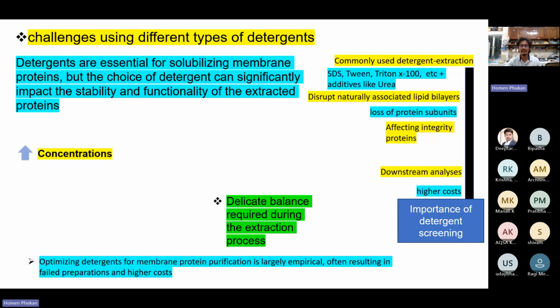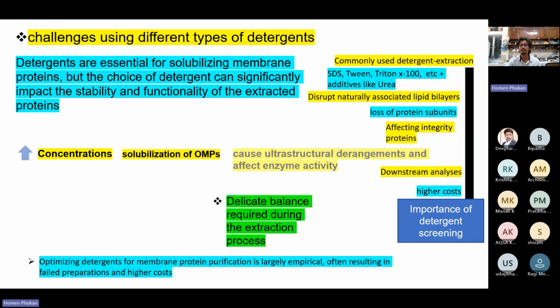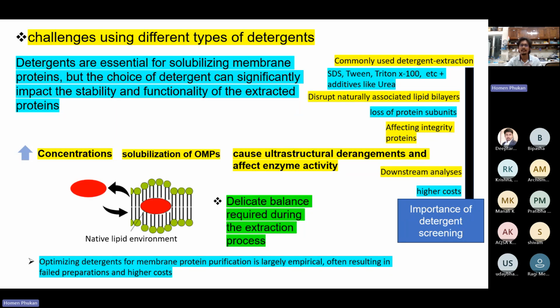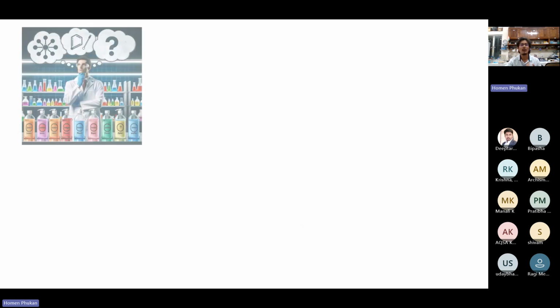Alternatively, if you increase the concentration, it can readily solubilize the outer membrane proteins, but it can cause ultrastructural derangements, and ultimately it will affect the specific activity of enzymes. Further, these proteins want to stay in the native lipid environment. Because of that, a delicate balance is required during the extraction process. Therefore, what kind of detergent can we use for our desired experiment to extract the outer membrane proteins?